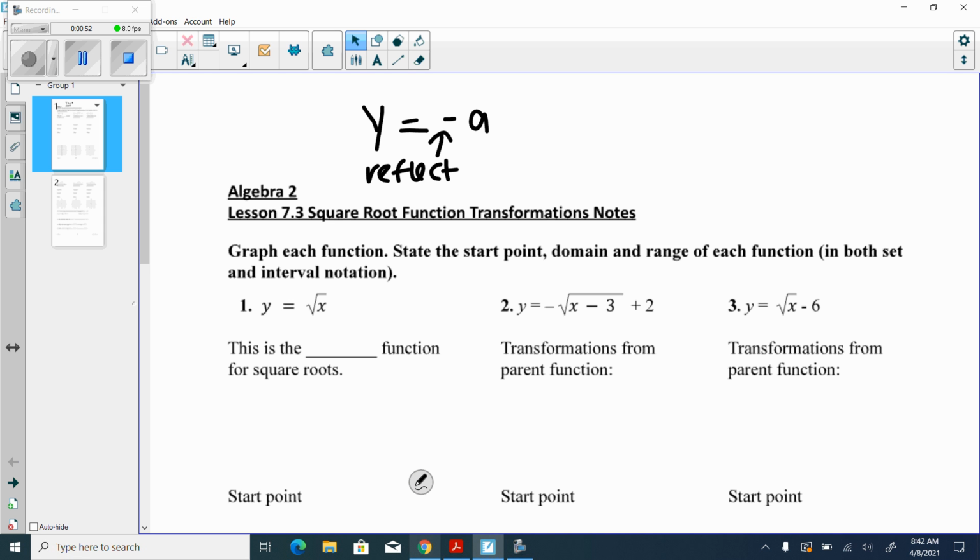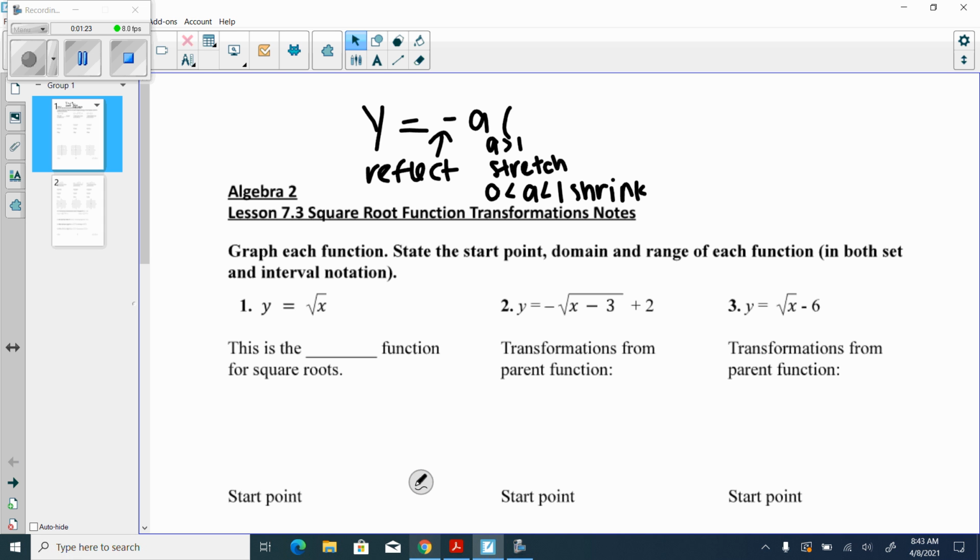So if this number was greater than 1, then we had a stretch. And if this number fell between 0 and 1, then we had a shrink. So between 0 and 1 was things like 0.75 or 1/2, right? It had to be less than 1 for that to happen.